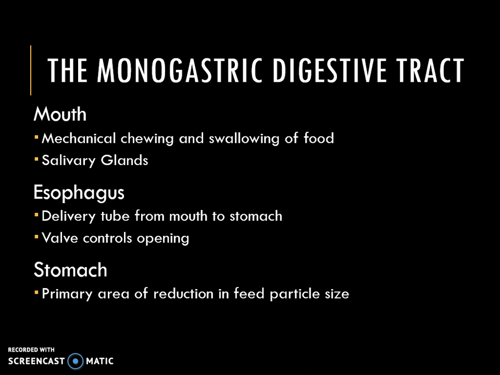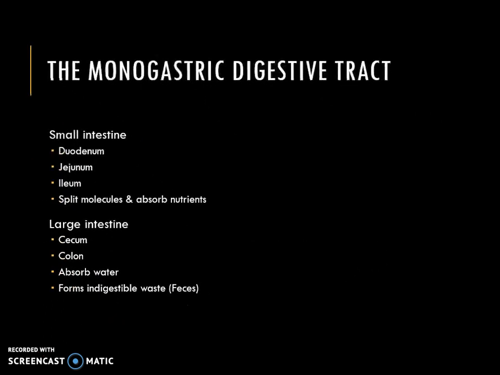Think about the esophagus simply as a garden hose. It's very much a delivery tube to deliver feed from the mouth all the way to the stomach, controlled by a valve opening at the top of the stomach. The stomach then clearly is the primary area of feed particle reduction in size and kind of a little chemical warehouse where we start to get a lot of that chemical breakdown, digestion of feedstuffs.